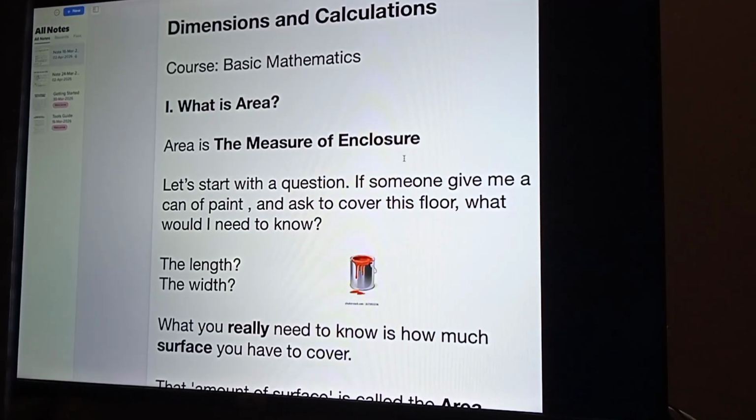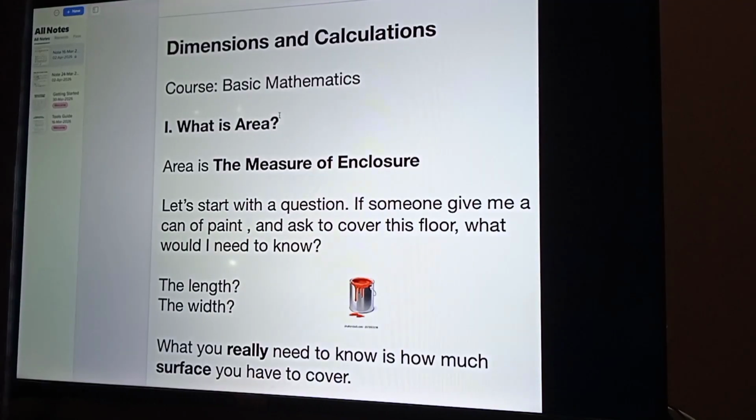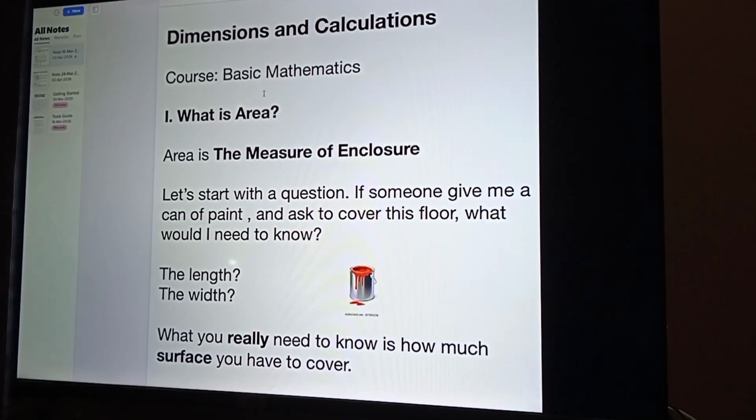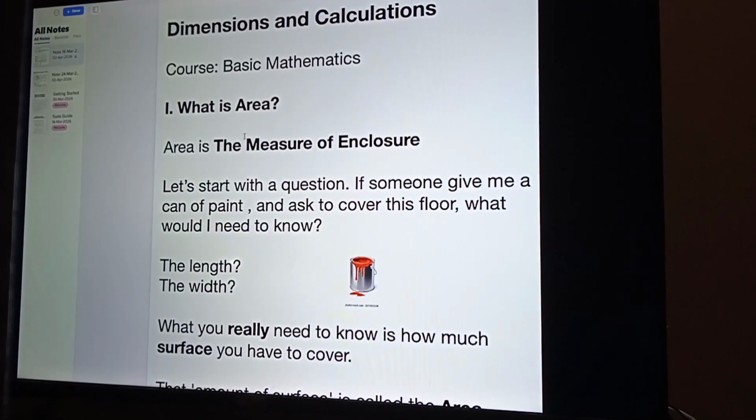Hello everyone. Today our main topic is about dimensions and calculations. This is a topic on basic mathematics, and in this topic first we will talk about area. So let's begin.